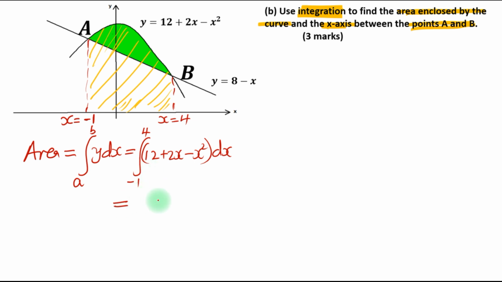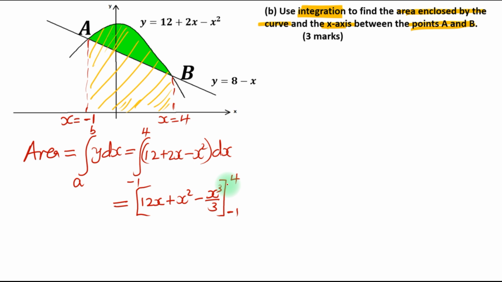If we integrate, so we are going to get, if I integrate 12, I'll get 12x. I integrate 2x, I will get plus x squared. I integrate minus x squared, I'll get minus x cubed over 3. And everything is under what? The limit from -1 all the way to 4.